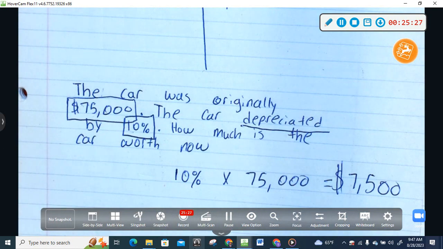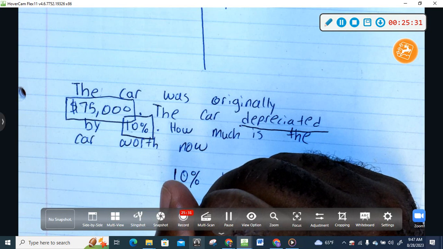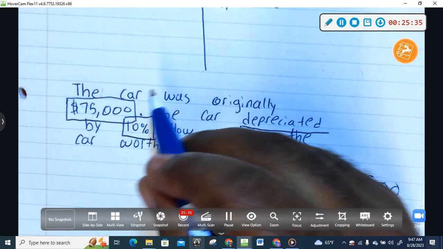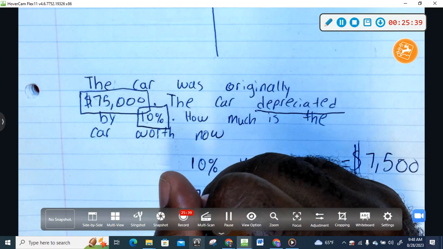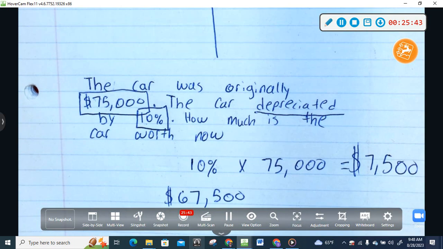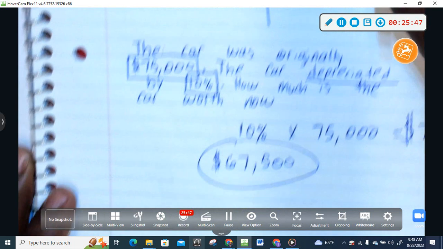If my price depreciated, the value of the car went down. I know that it has to be less than 75,000. So if I get a number bigger than that, I know I did something wrong. So my new selling price of this car is 67,500. That's my new selling price. That's the value.